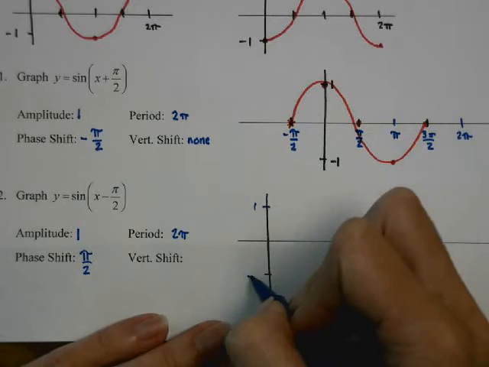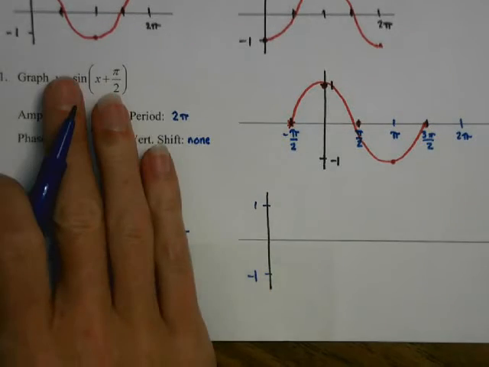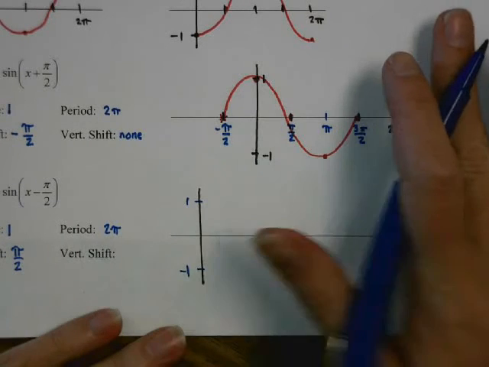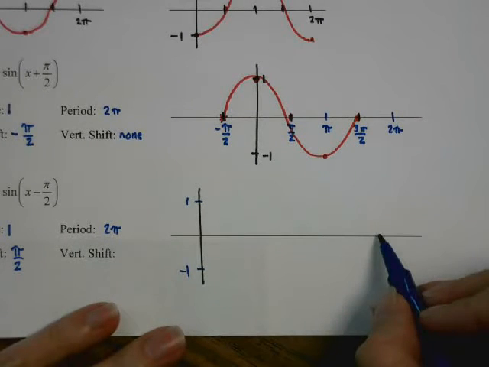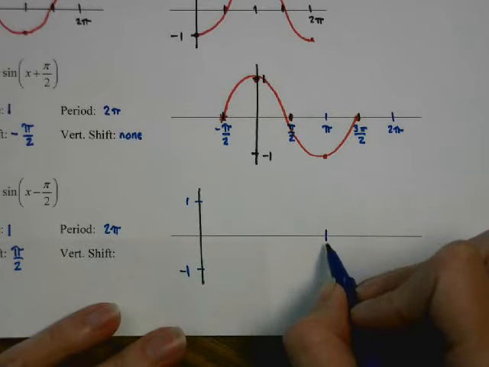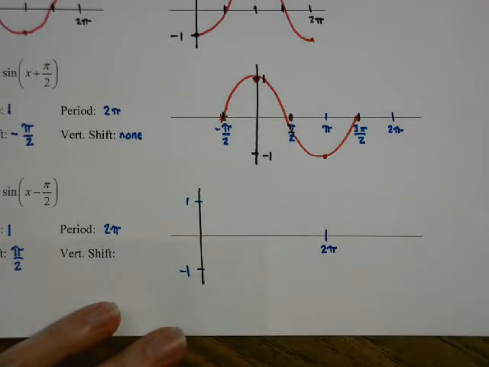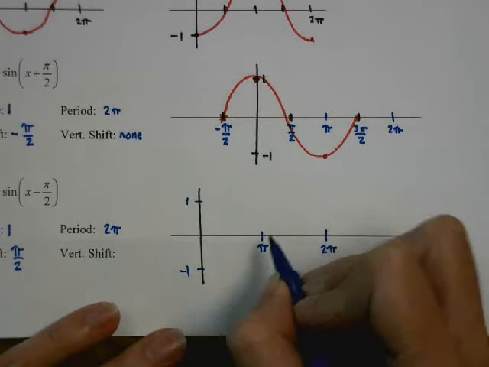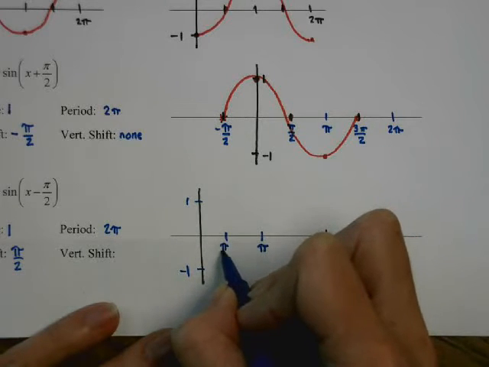So this is 1, this is negative 1. For this one, when I'm marking this axis, since I know I'm going to be moving it to the right, I'm going to leave a little extra room here. So rather than putting the 2 pi out here, I'm going to put it like right here. So there's 2 pi. I'm going to cut that in half, which is pi. Cut that in half, which is pi over 2.